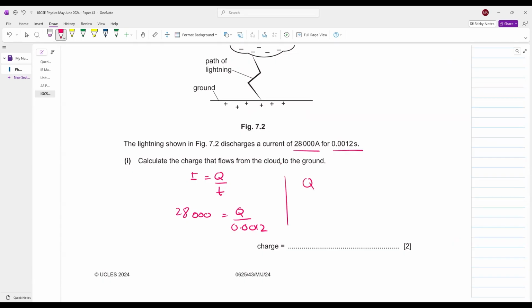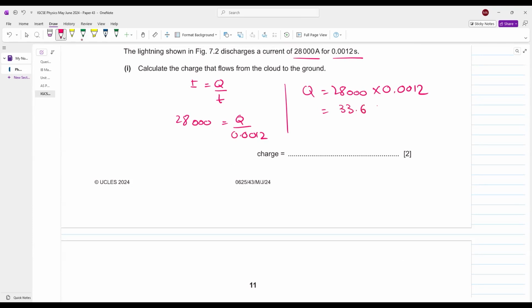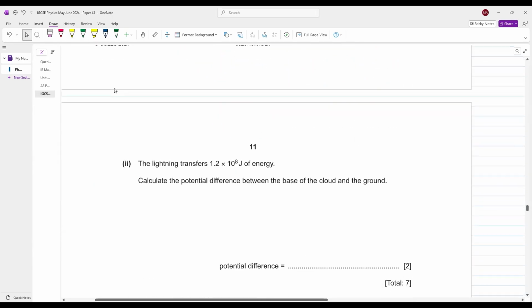Can you calculate the charge? Yes, 28,000 into 0.0012. Can you calculate the charge, bhai? Okay, so here your answer comes out to be 33.6 coulombs, rounded off till two significant figures. 34 coulombs is your answer.